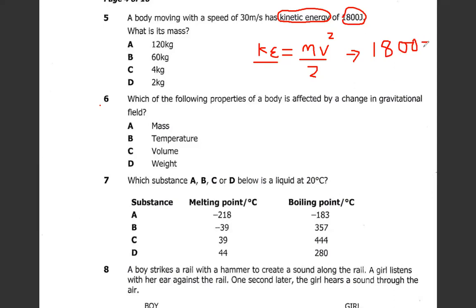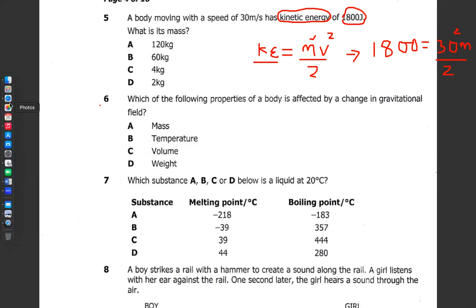1,800 is equal to the mass, we don't know. Therefore, the velocity is 300. So we're going to say 300 squared multiplied by the mass, then we divide by 2. Now here, do not divide the 2 and the 30 because that 30 is squared.